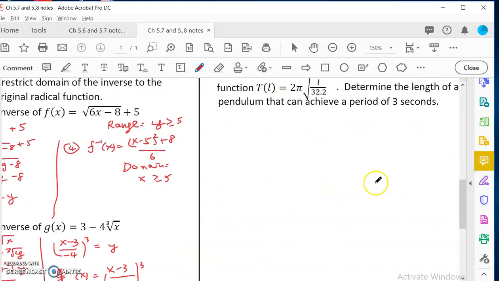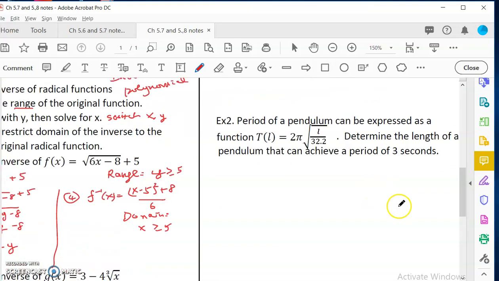The last word problem is about a pendulum. So this involves a function like this. If you have a length and you put something at the end of a string, and then you have it swing back and forth, then the time for the object to swing to this side and then back is called the period. So for a certain length, you can calculate the period this way.